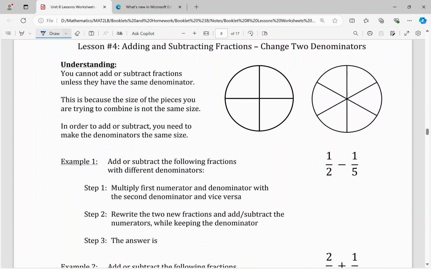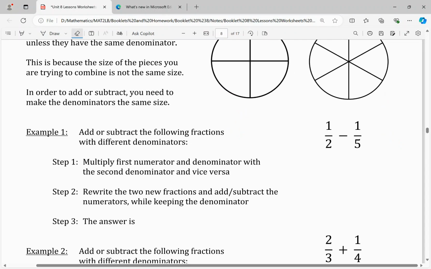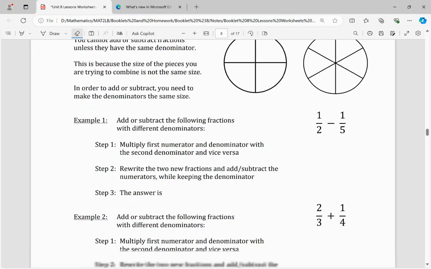Now, if you're lucky, that will happen and your life is easy. You can just add the numerators, but oftentimes that won't be the case. Right? Take a look at these two circles. You can see that the first one is split up into 4 pieces, while the second is split up into 6 pieces. This makes them very difficult to compare, so we prefer shapes or circles that are split up into the same number of pieces. That's the same idea of having two fractions with different denominators.